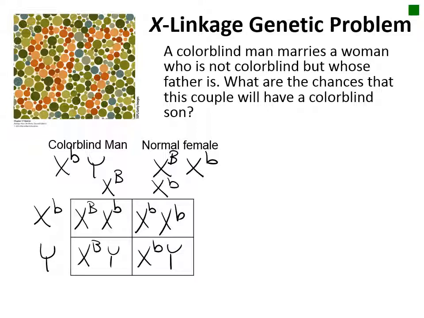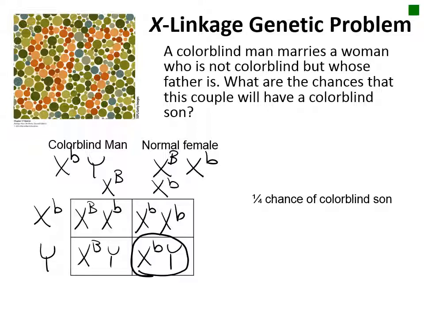Now we will answer the question. The question asks, what is the chance that this couple will have a colorblind son? In this case, we need to look at both sex and colorblindness. We're only looking at males if we care about the sons. So out of 4 children, they will only have a 1/4 chance of having an offspring who is both colorblind and a son.